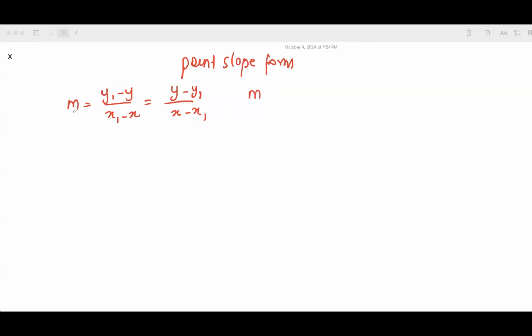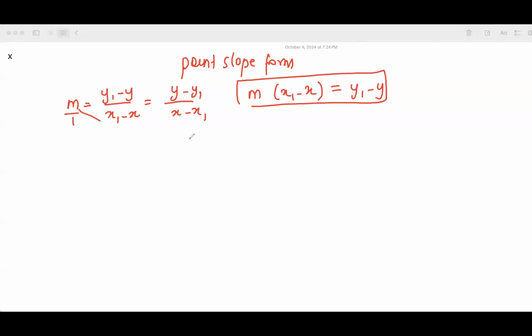Now let's go ahead. Point slope form. What is the point slope form we discussed last week? Remember, point slope form is always the slope formula. So m is equal to y1 minus y by x1 minus x. This is the same as writing y minus y1 by x minus x1 because you're changing in both. All are one and the same, but in point slope form, you just cross multiply and write x1 minus x equal to y1 minus y. That's all.